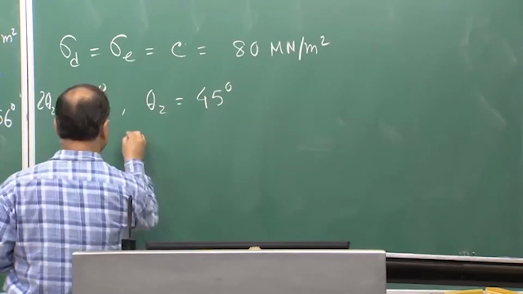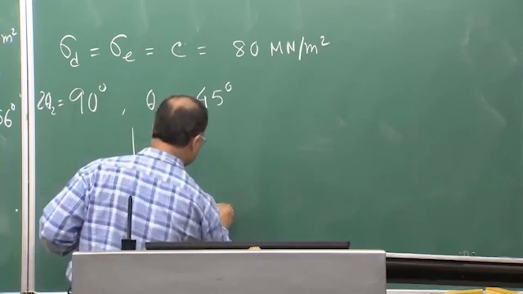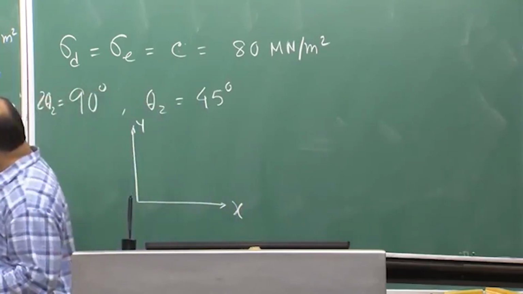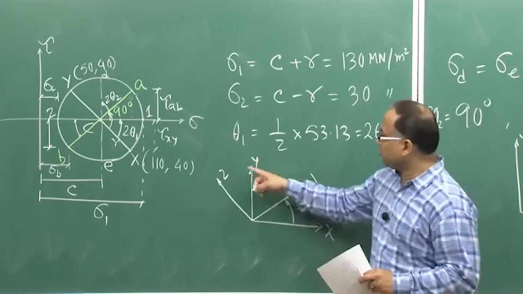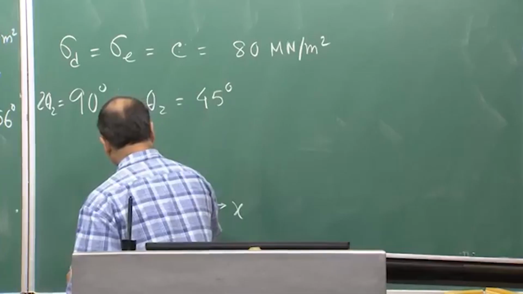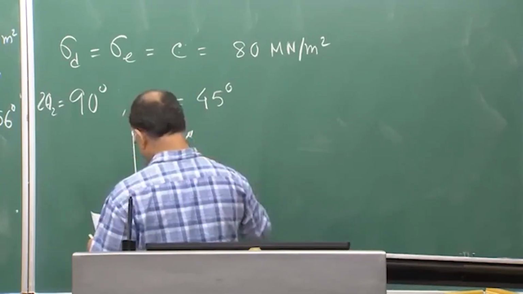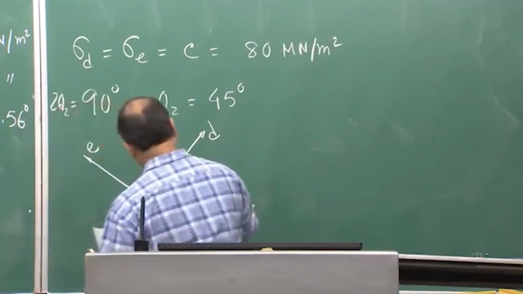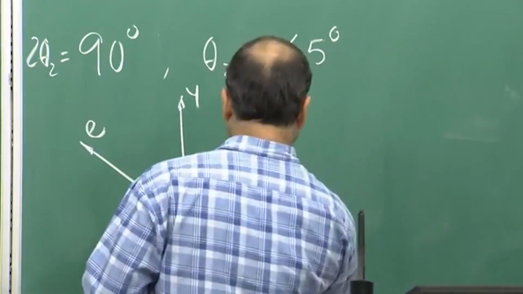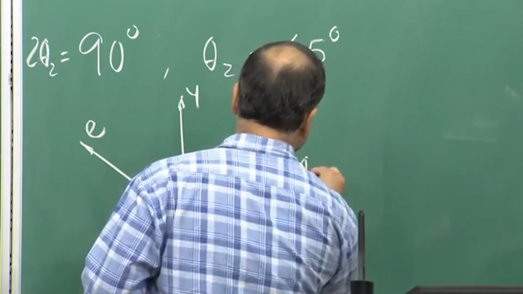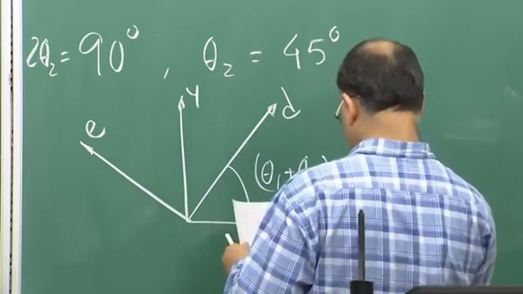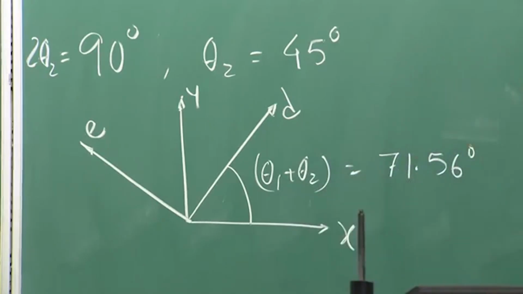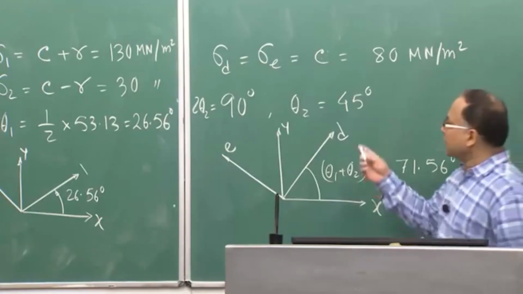So, therefore, if this is your xy plane, from axis 1 it will be a further 45 degree, right. So, this angle is your D and E, and this angle is theta 1 plus theta 2, that is nothing but 71.56 degree. Okay.